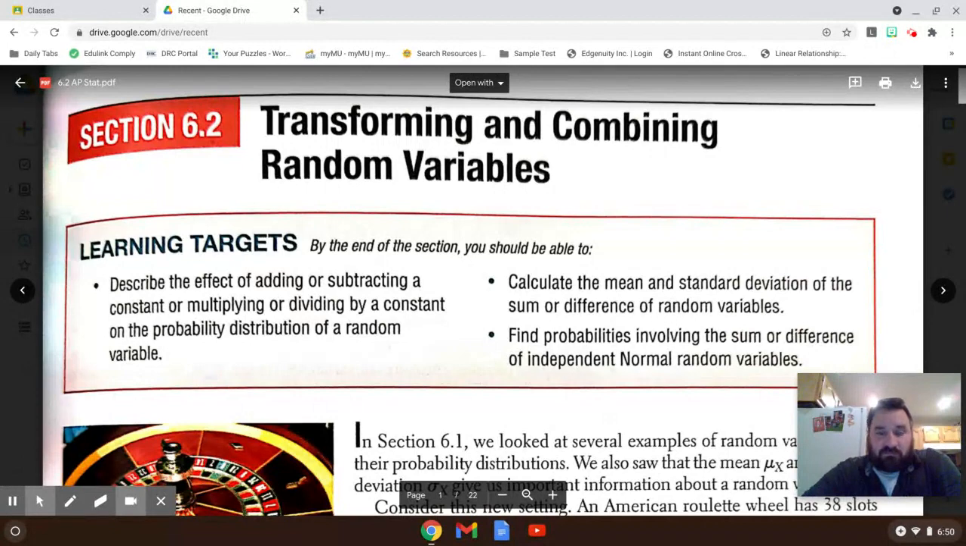We're going to go over section 6.2 today. Again, a couple questions at the end of the section. Split it into two parts, just like I've been doing. Again, I'm working on getting caught up as I can, grading tests and getting stuff looked at.